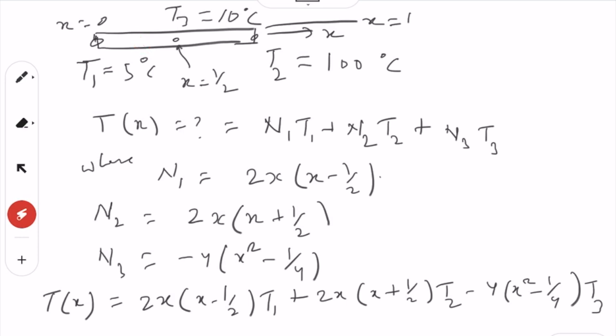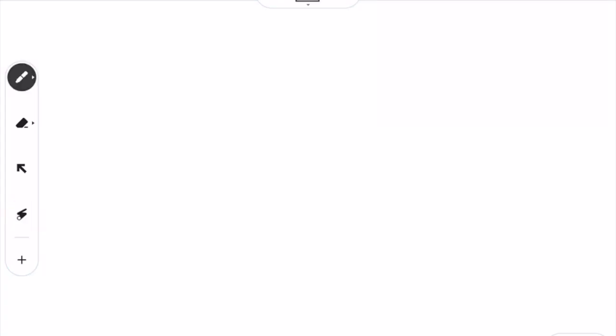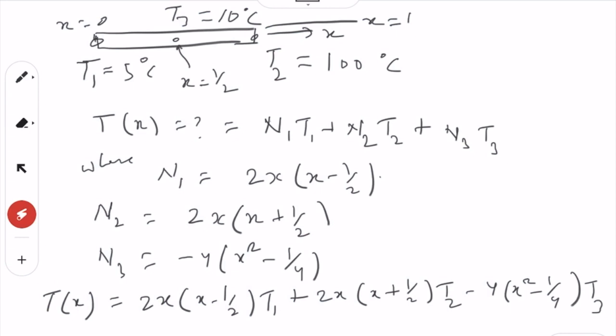Yeah, so this is the formula now. Okay, let us continue on this example. If you want to find out T at x equal to 1/4, then what we will do is put x equal to 1/4 in all of them, right?